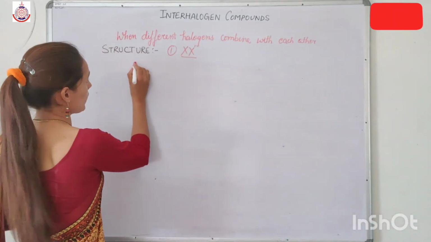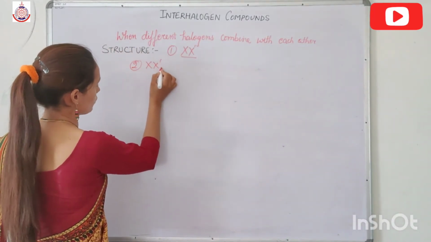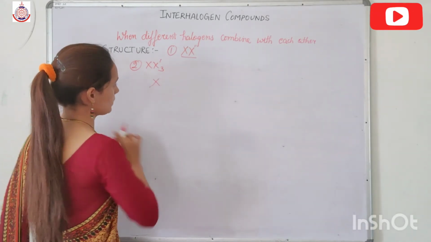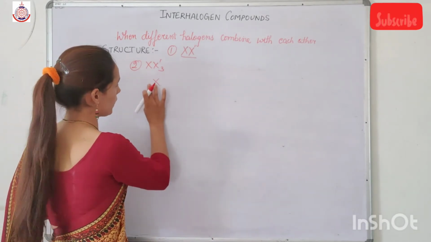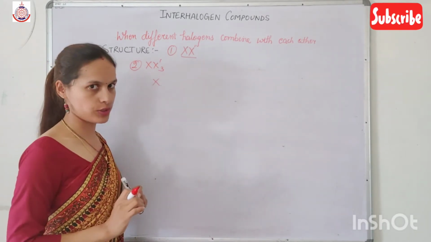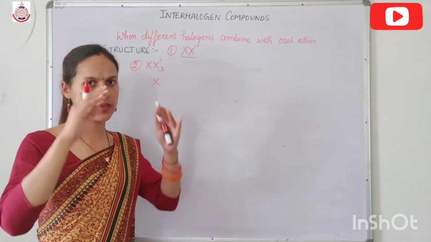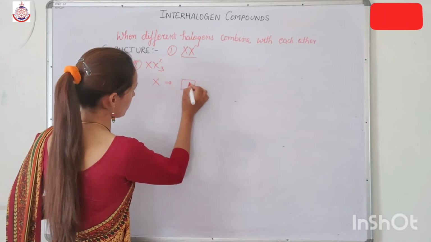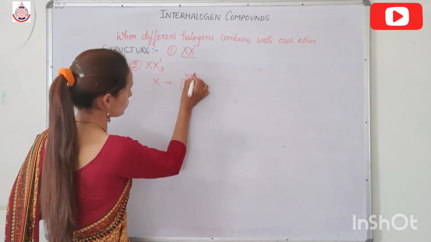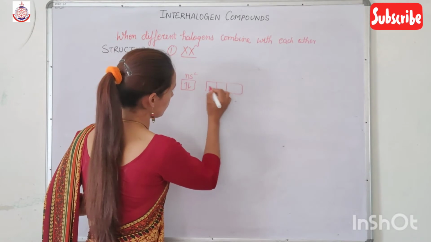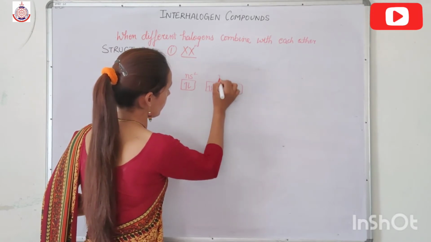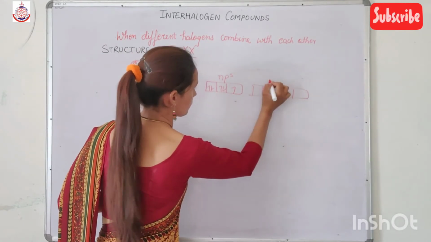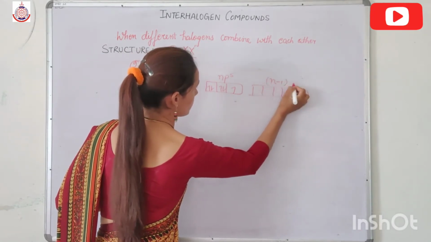But if we talk about XX'3, so what is the shape? X is a halogen. Now X is the central atom and it is a halogen. Any halogen, fluorine, chlorine, bromine, iodine, any halogen. If it is any halogen, then its configuration becomes ns2, np5, and nd0, (n-1)d0.